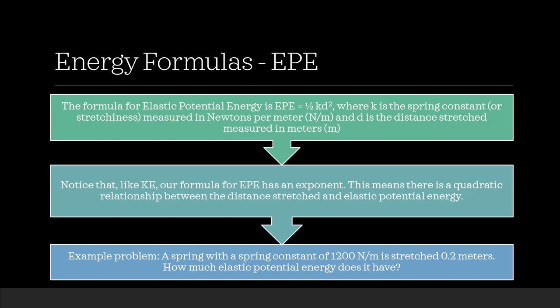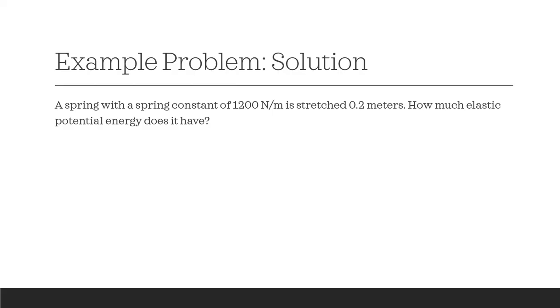Like kinetic energy, this formula also has an exponent, which means there's also a quadratic relationship. In this case, it is between the distance stretched and the elastic potential energy. So for the example problem for this one, we have a spring with a spring constant of 1200 newtons per meter, stretched 0.2 meters. So how much elastic potential energy does that have? Once again, take a minute, try this on your own. We'll go over it in just a second.